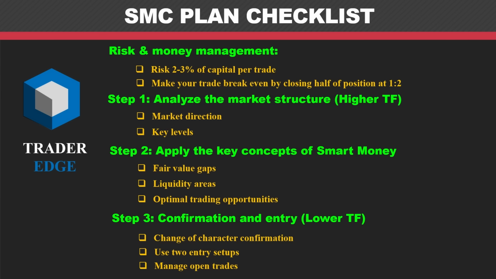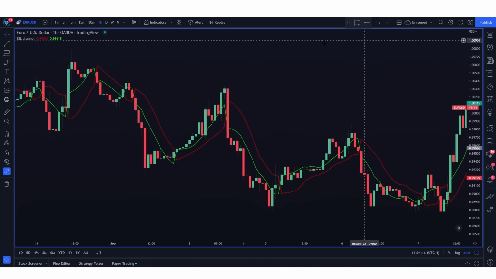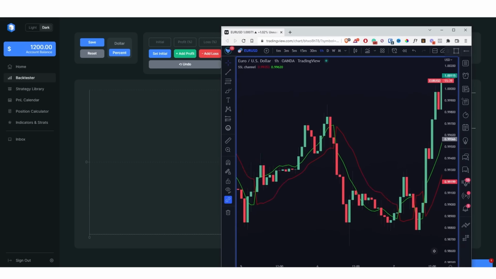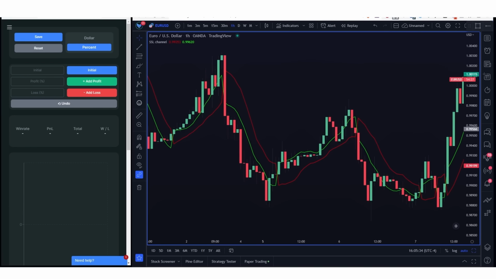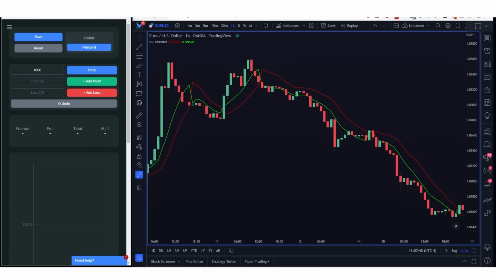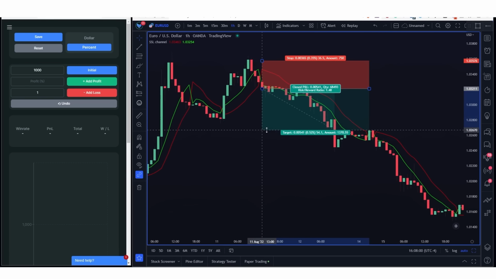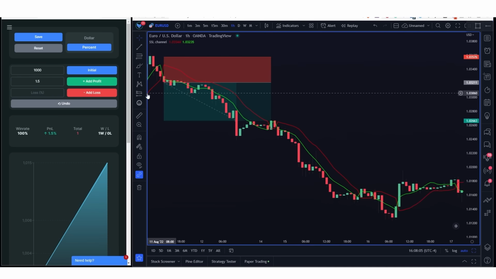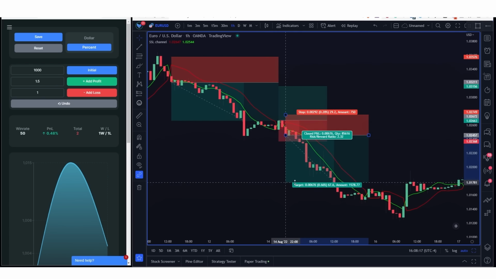That's why we use Trader Edge to backtest and keep track of all our trades. Let's suppose we want to backtest a trading setup on the euro-dollar in 1-hour time frame. We will first set up the chart on TradingView and adjust it. Then we will open Trader Edge's backtester and arrange it next to the chart. Here we will input our starting balance and risk per trade, which we've set to 2%. You can change this to any value you prefer, whether in dollars or percentages, for each individual trade.